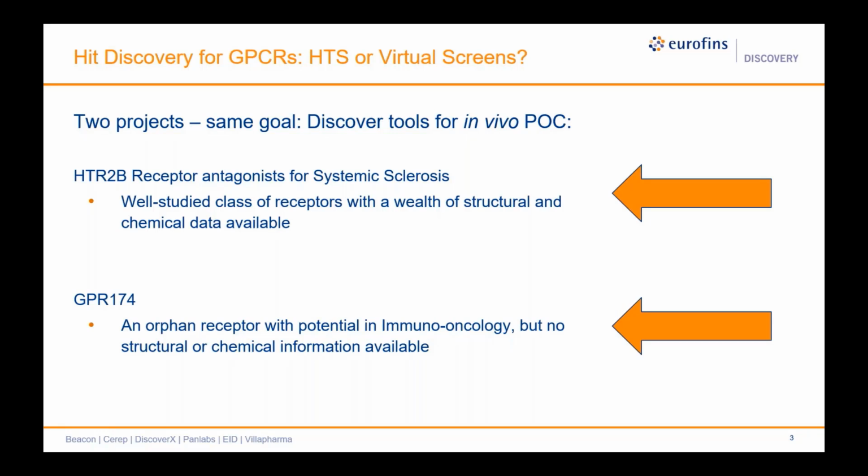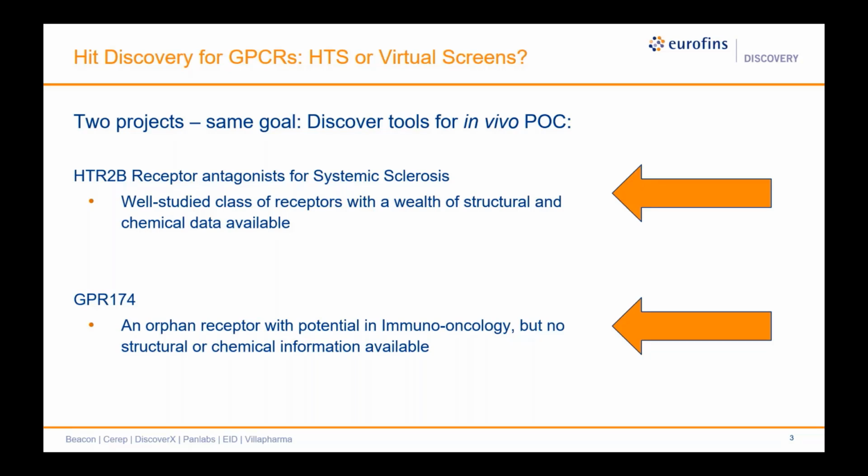Thank you, Victoria. So we're going to talk about the early phases of drug discovery and trying to differentiate between high-throughput screening or virtual screens. We're going to focus on two examples. The first is an example with a well-studied receptor, Serotonin 2B receptor for systemic sclerosis. With this receptor, there's going to be a lot of information in the background, lots of known chemical structures, crystal structures available to help us find new ligands for alternative indications for this receptor.